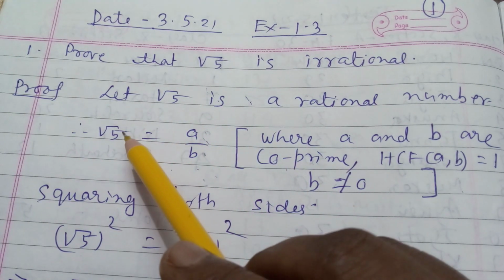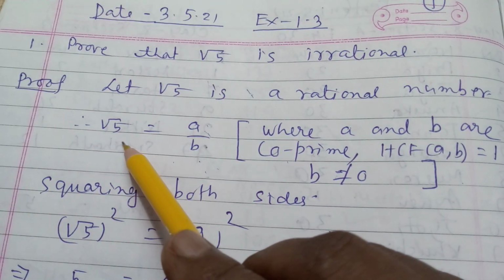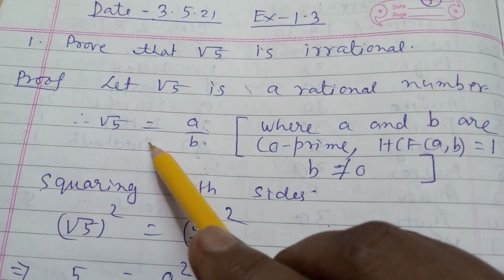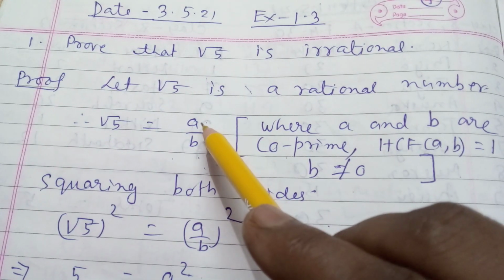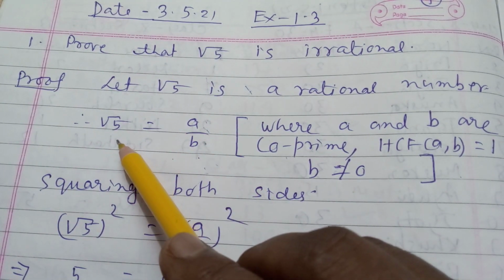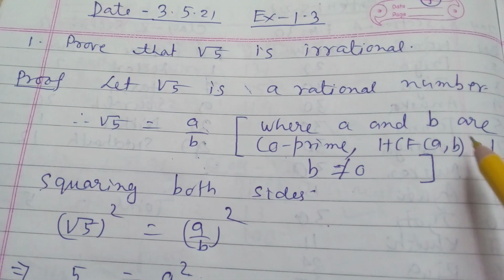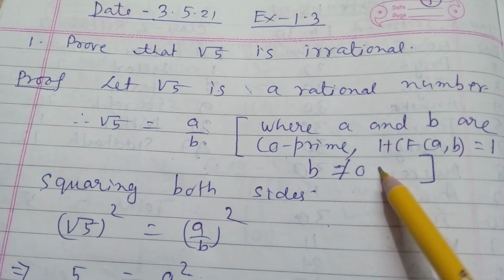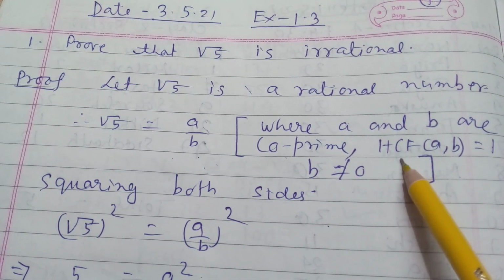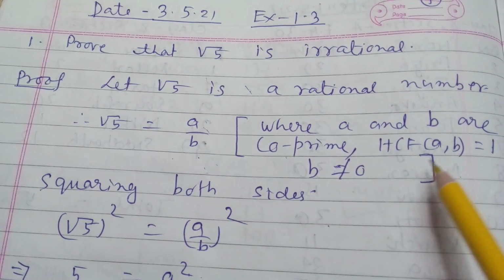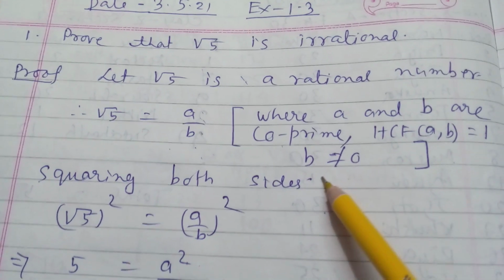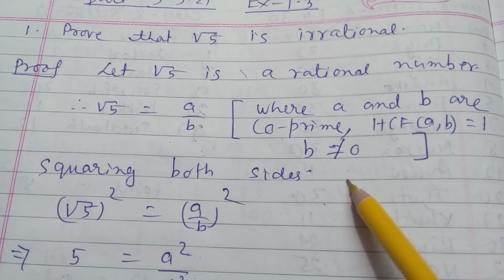If you have assumed that root 5 is rational, then root 5 can be expressed in the form of p by q. So I have taken root 5 equal to a by b, where a and b are co-prime. Co-primes are such numbers whose HCF is 1. So HCF of a, b equals 1 and b not equal to 0.